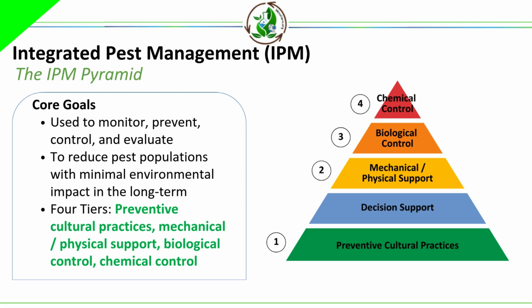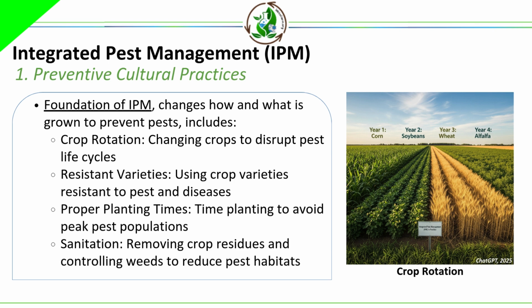This IPM pyramid reminds us to start with prevention and work upward only as needed. Preventive cultural practices focus on changing how and what we grow so that pest problems are avoided before they can even start. For example, rotating crops helps break pest life cycles, while choosing resistant varieties allows plants to naturally fight off certain diseases or insects.